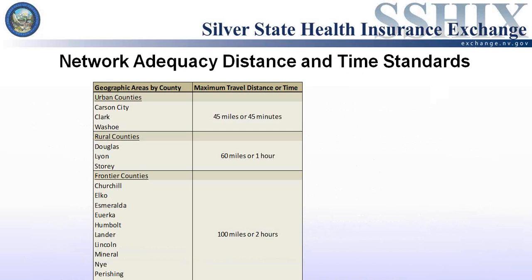For Carson City, Clark, and Washoe, the maximum travel distance and time is 45 miles or minutes. And in Douglas, Lyon, and Storey, it is 60 miles or minutes. And in the rest of the counties, it is 100 miles or 2 hours.